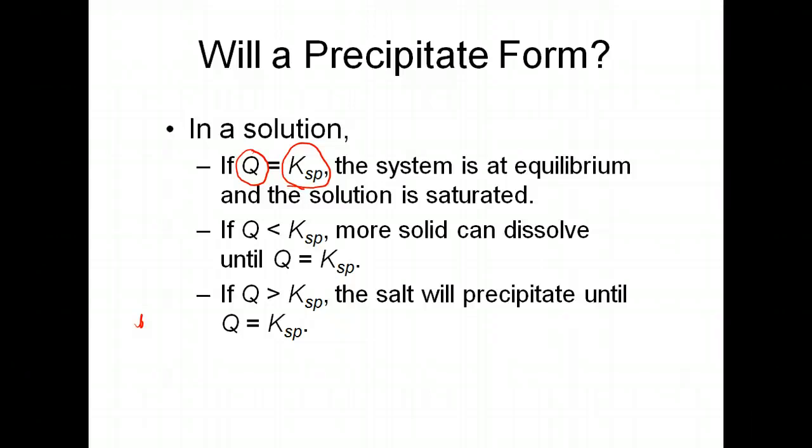If the value is less than KSP, that simply tells me it's unsaturated. I could put more of either of those ions into that solution and not create a precipitate. If Q is greater, if I'm running this experiment, I actually already know that I've exceeded it because I'm seeing a precipitate forming in the solution.